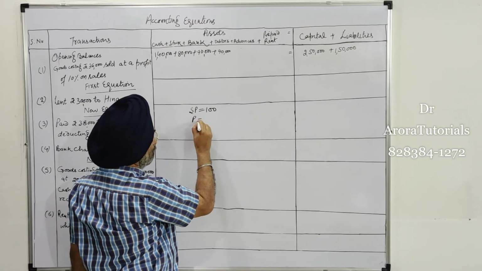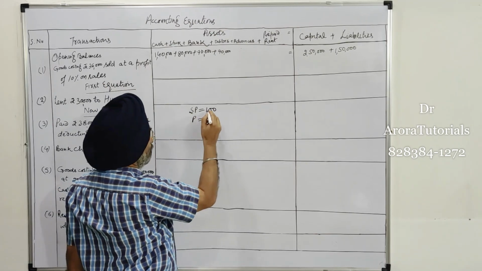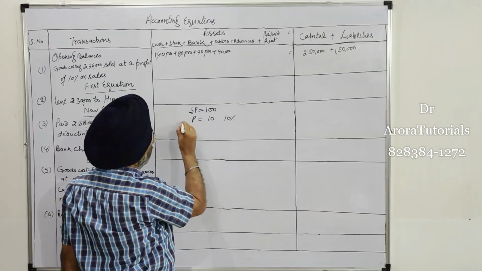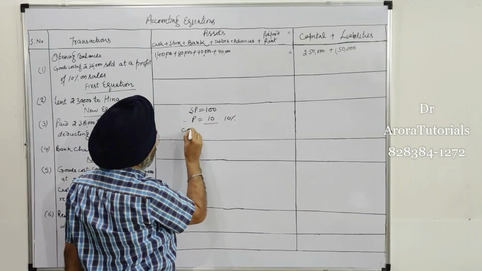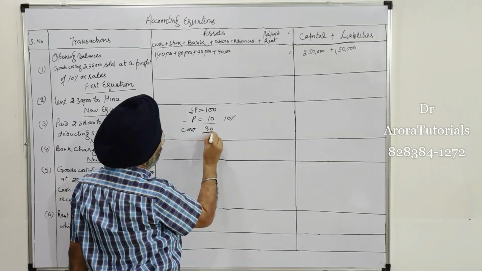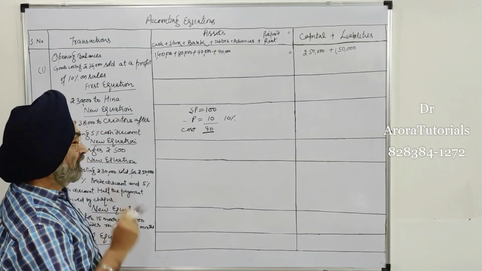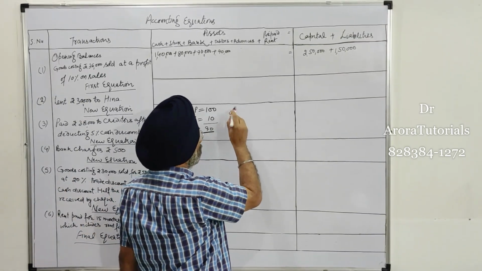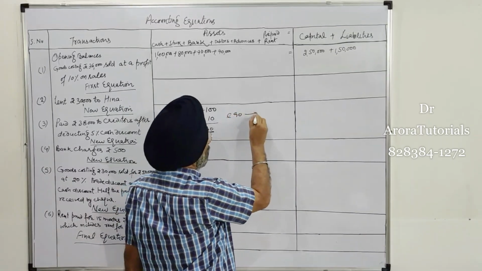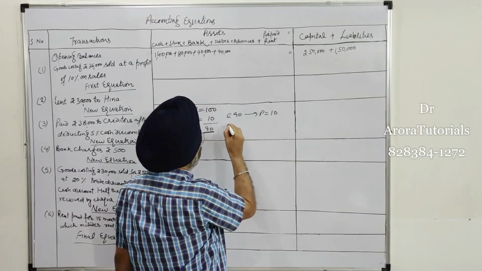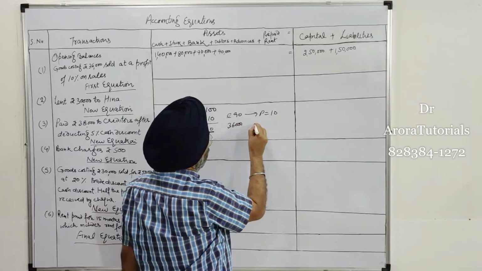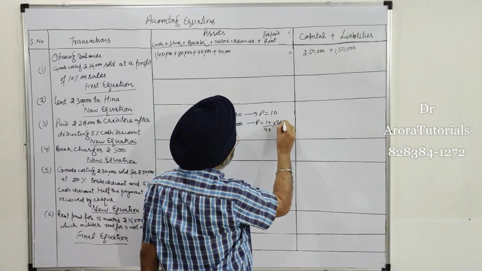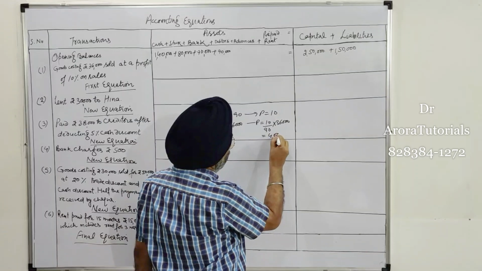Profit, 10% of sale. 10% of sale means 10. So selling price minus profit will be our cost. So cost will be 90 rupees. Now by applying the unitary method, if cost is 90, our profit is 10. If cost is 36,000, how much the profit would be? So 10 upon 90 into 36,000. So 4,000 will be the profit.